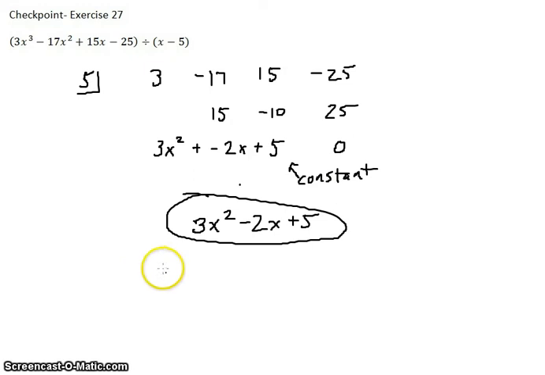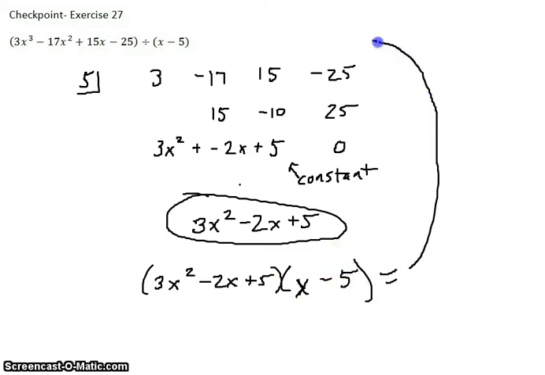And another way to look at it is to know that 3x squared minus 2x plus 5, when you divide by something, that means if you multiply it by what you're dividing by, you're going to get this thing here. But this is what you get when you use synthetic division.